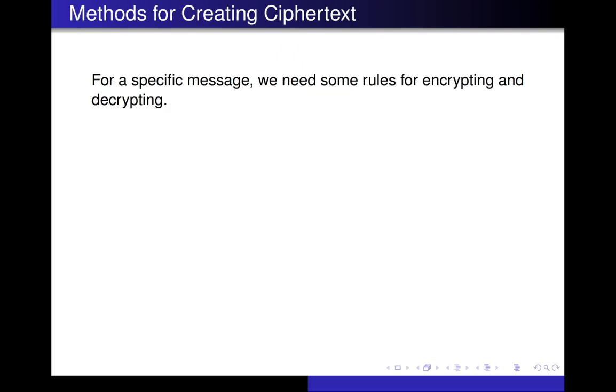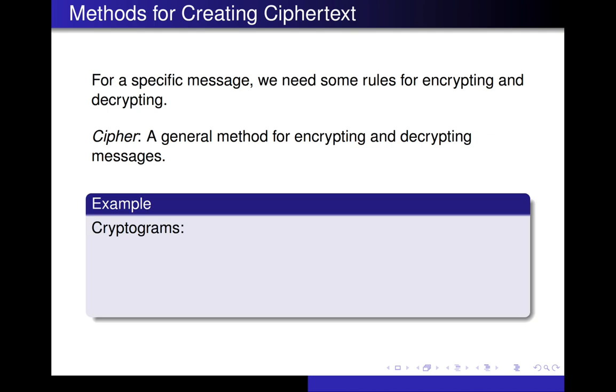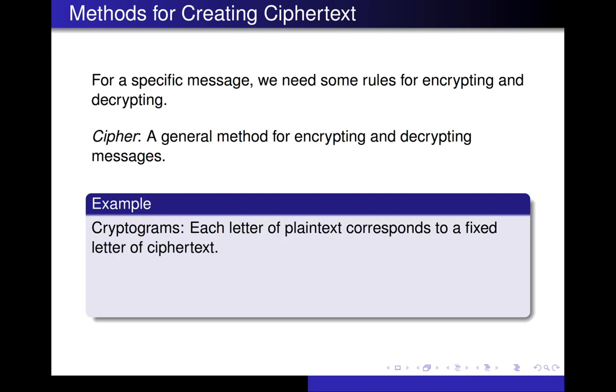So here's what we would do for a specific message if we wanted to actually send something to another person. First thing we would have to do is agree on a cipher. And what a cipher is, that's just a general method for encrypting and decrypting messages. So we've used a cipher before on the problems that we were working on Wednesday, and that is on those cryptograms, right? So on the cryptograms, each letter of plain text corresponds to another letter of ciphertext. So that's the method that we're using. We are pairing a letter of plain text with another letter of ciphertext.